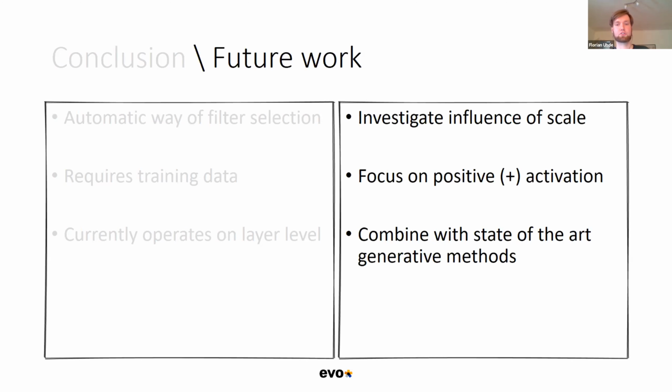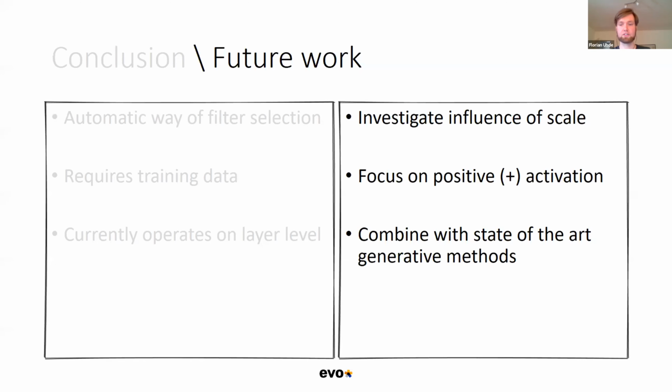Another point is that currently the algorithm is treating positive and negative activation, so having a lot of activation versus no activation, with the same weight. And the question would be, as we are trying to generate something, it might be interesting to only focus on positive activations, because those positive activations in the end tell us what an object is versus what an object is not.